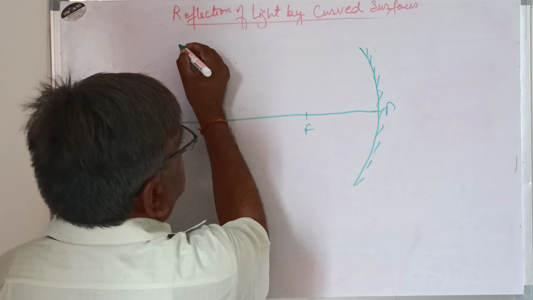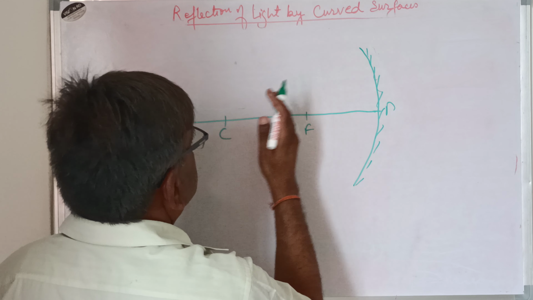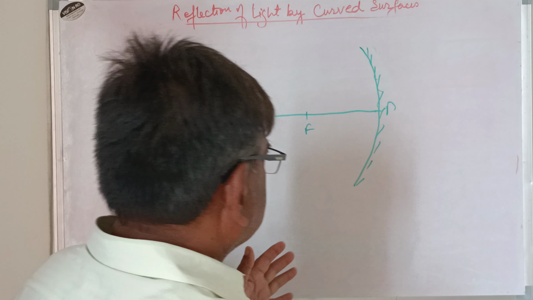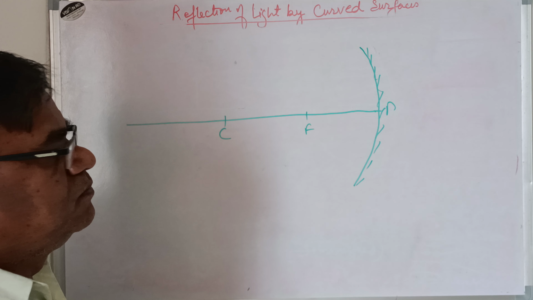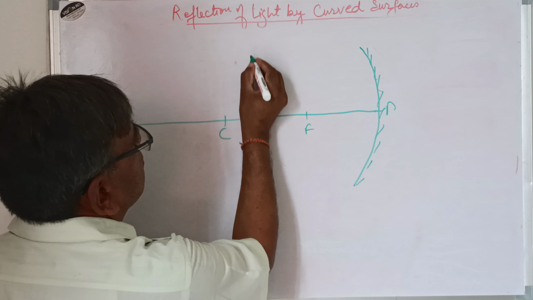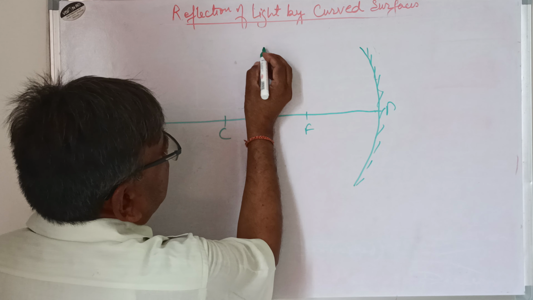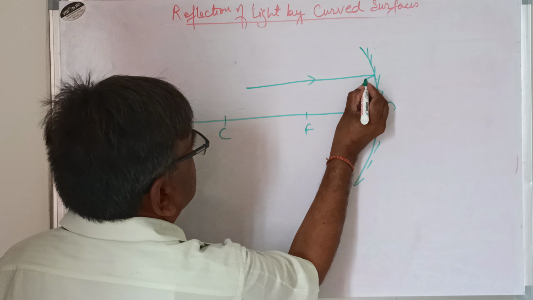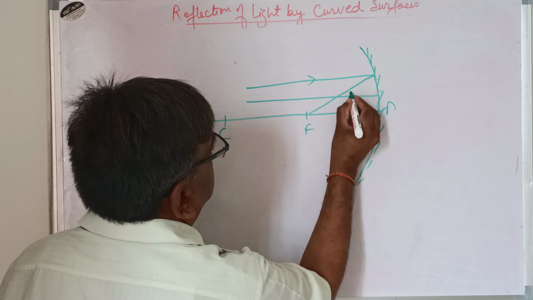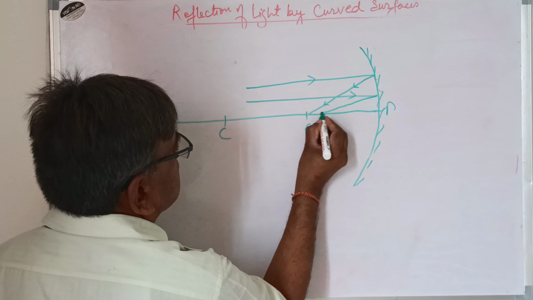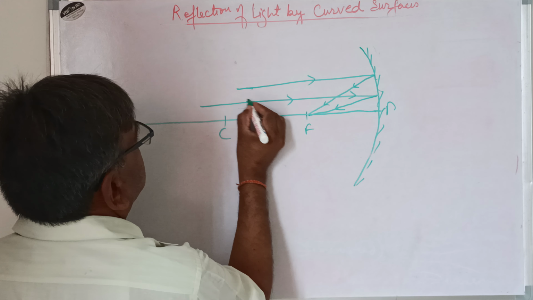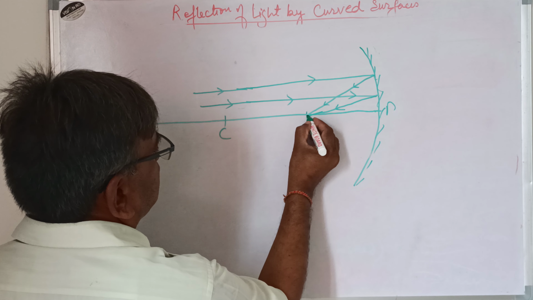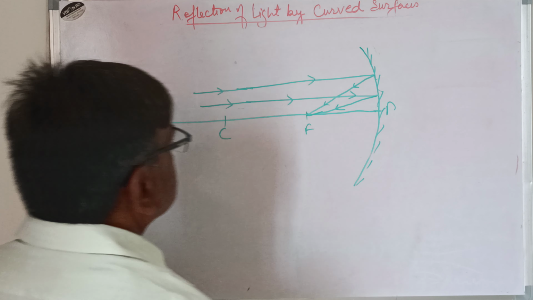You have seen that rays from a very far off place, when they travel and strike the mirror, will be a beam of parallel rays. The light will be in the form of a beam of parallel rays. So this is coming from very far. We have seen that all the parallel rays, coming from very far off places and striking the mirror, after reflection will meet at the focus. So the image will be formed at the focus.